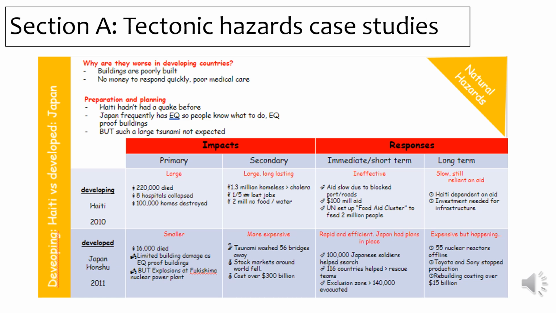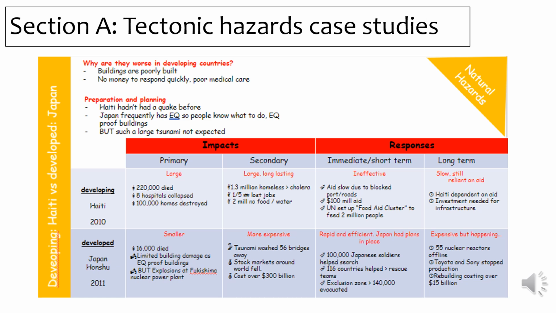Only 16,000 people died. There was much less building damage because the buildings were earthquake proof, so they moved. But they did have an explosion at Fukushima, which is a nuclear power plant. That was quite a significant impact. They had to evacuate the area, but they very quickly gave them temporary housing. And straight after the event, within 24 hours, they'd already flown out 100,000 Japanese soldiers for search and rescue.